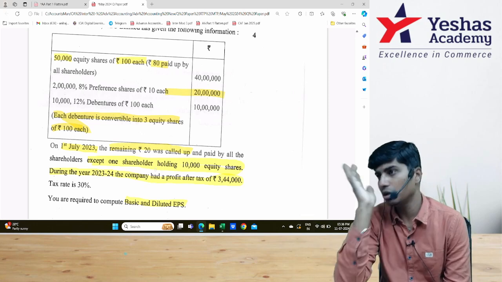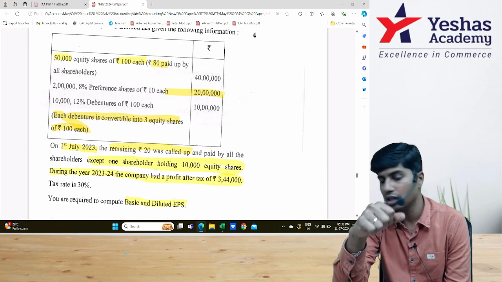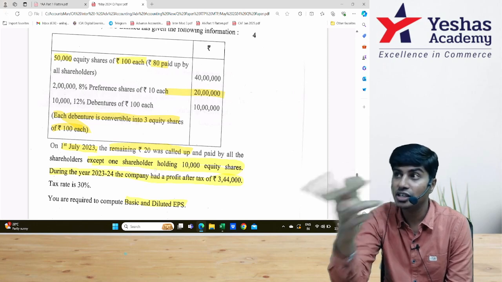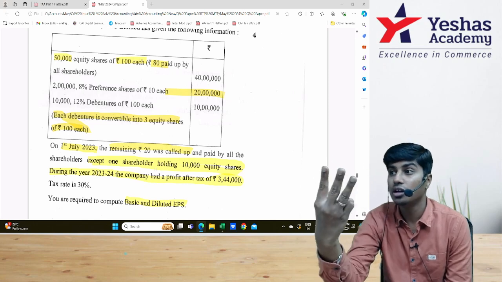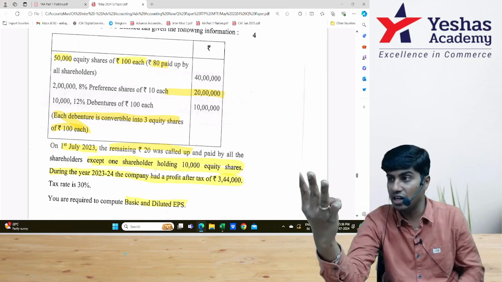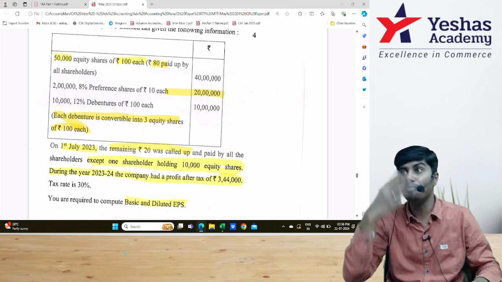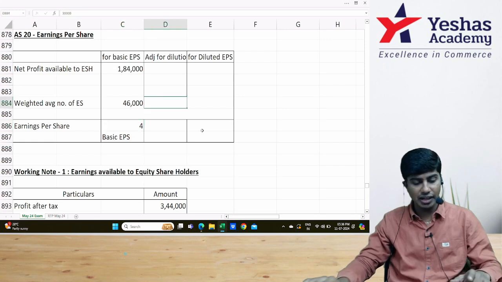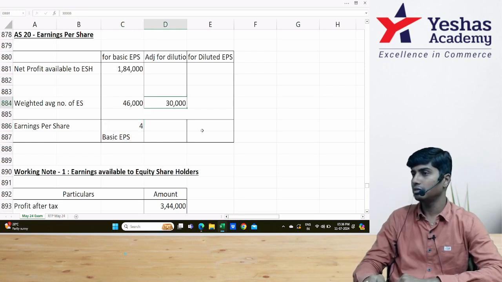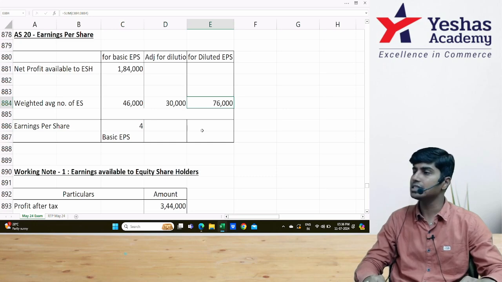Denominator will increase because debentures have now become equity shares. How many debentures will become equity shares? 10,000 debentures. Each debenture will become how many equity shares? 3. If one debenture becomes 3 equity shares, 10,000 debentures will become 30,000 equity shares. So I will add 30,000 to my denominator. It will become 76,000. Am I right?